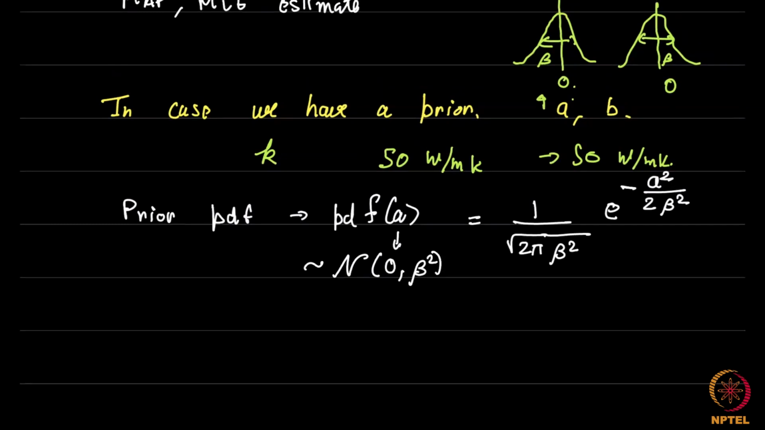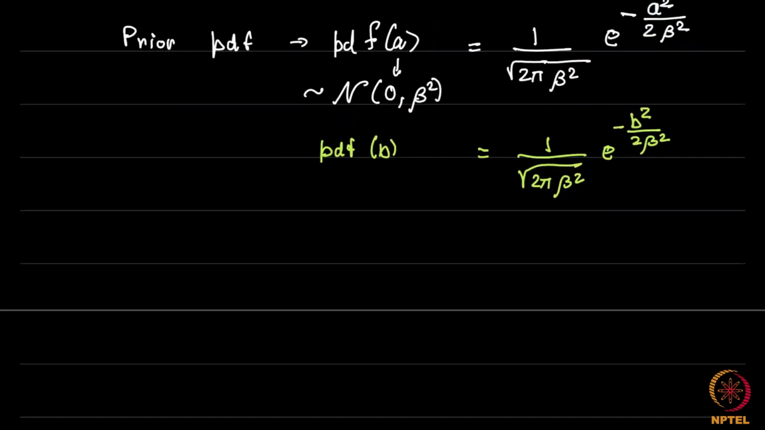So similarly, PDF of B is also in fact exactly the same thing, because I have kept the same parameters for it. We can change this and make it different parameters too. That's not a big deal. In fact, we have asked one such question within the exercise problems. Okay. So PDF of B is exponential minus B square by 2 beta square.